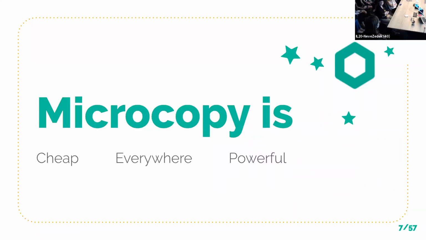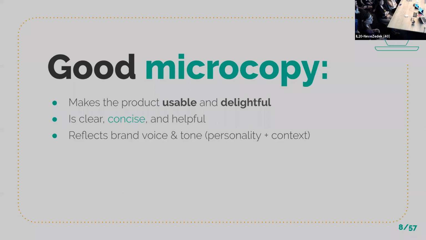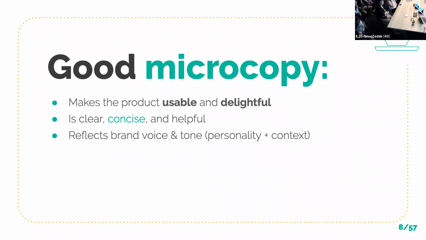Now, powerful could be for the good or for the bad. So it can cause a lot of return on investment. It can be a really great thing. It can also hurt your numbers badly if you get it wrong. So how do we do it right? Good microcopy both makes the product usable, that's like the basics, and delightful.